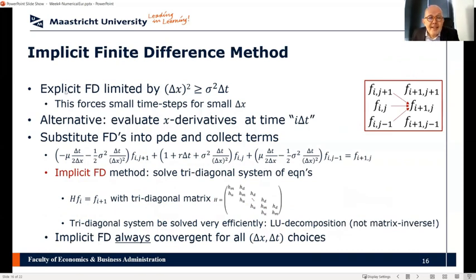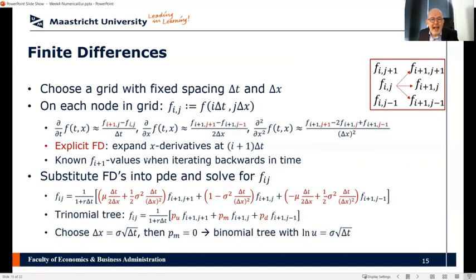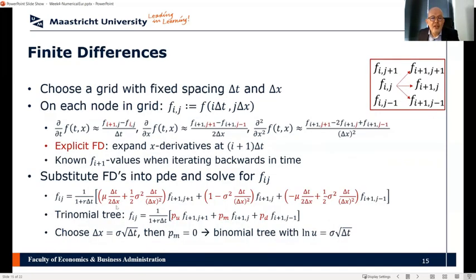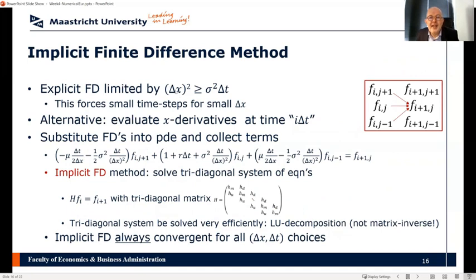So the explicit finite difference method is very easy to implement, and also easy to understand, because you are explicitly taking this up, middle, down expectation. But the explicit finite difference method only converges if all these three numbers are positive numbers, so they can be interpreted as three probabilities. And the main constraint is that delta x squared should be larger than sigma squared delta t. So the x spacing should be large enough relative to the delta t spacing.